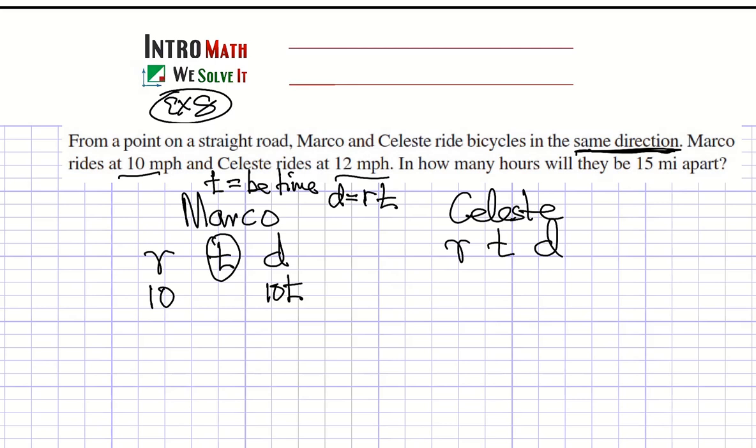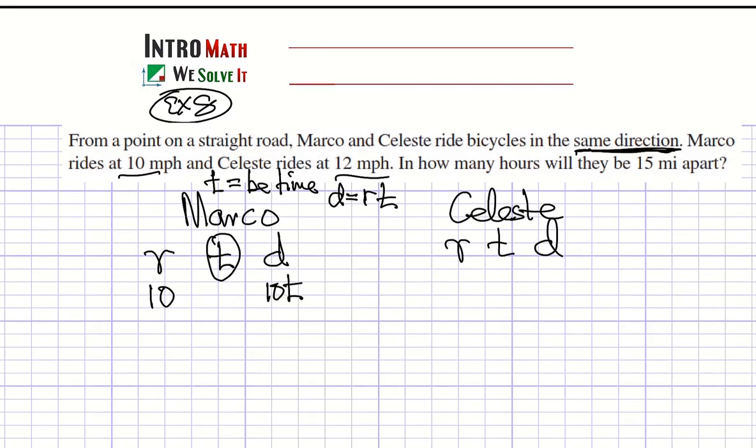We do the same thing for Celeste. Celeste is going at 12. We're looking for t. We'll say 12 times t. Okay, that's the distance. This one we don't know. This is the variable we're looking for. We'll call it t. So 12 times t.